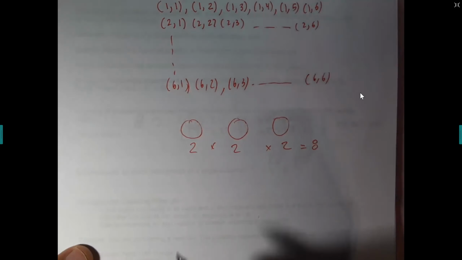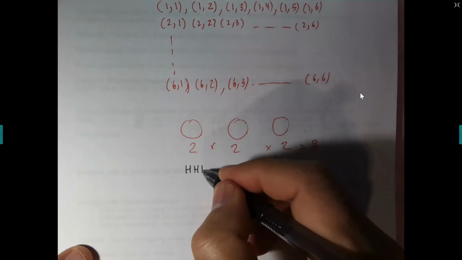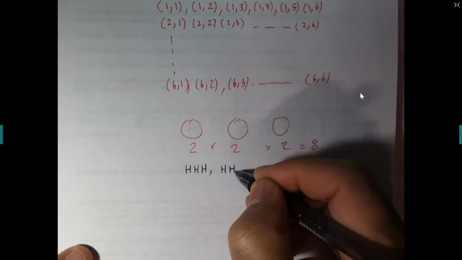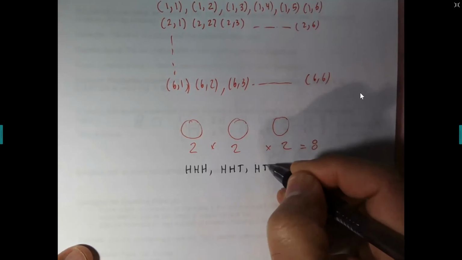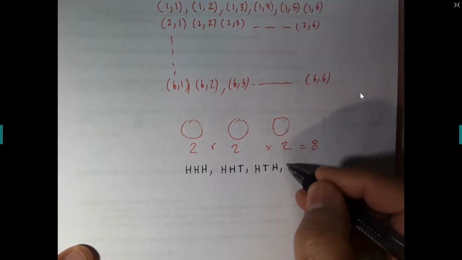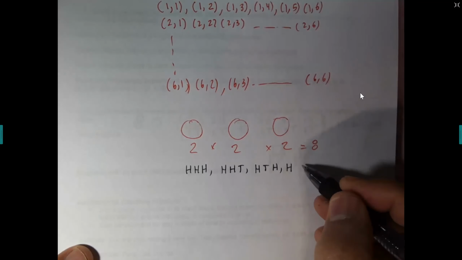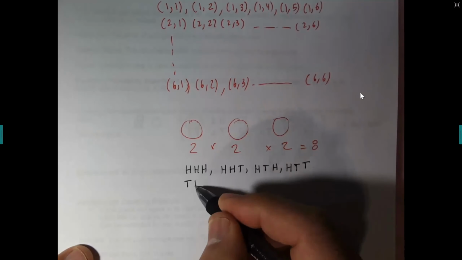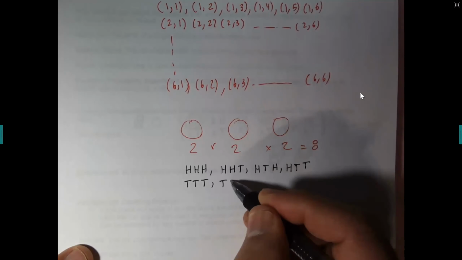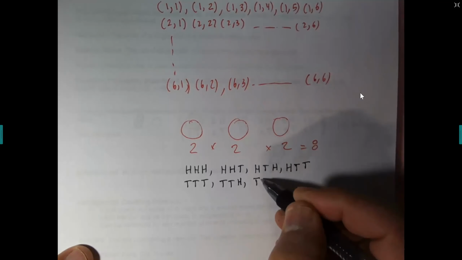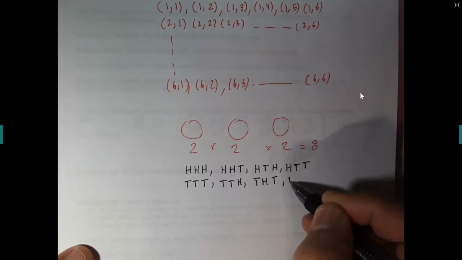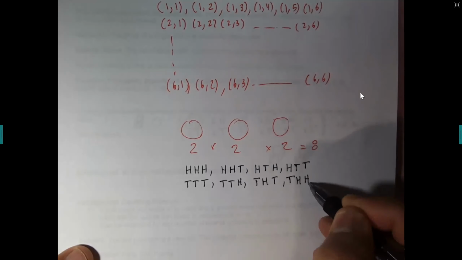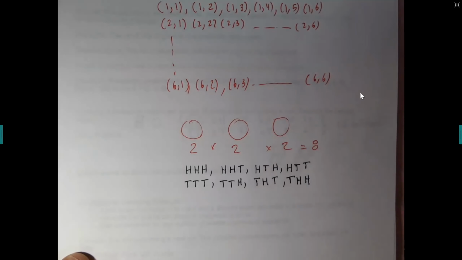Let's list them. We could get head, head, head. We could get head, head, tail. We could get head, tail, head. And there is one more. We could get head, tail, tail. Or it could be tail, tail, tail, tail, tail, head, tail, head, tail, and tail, head, head. It is impossible for you guys to come up with any arrangements other than those 8.